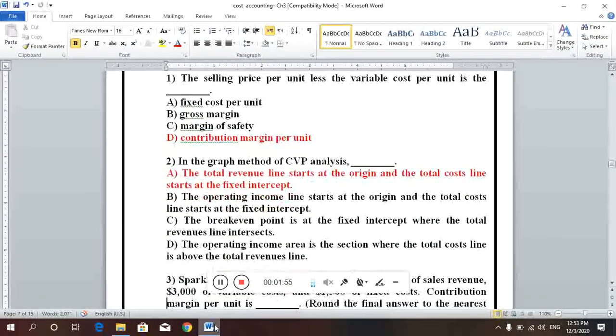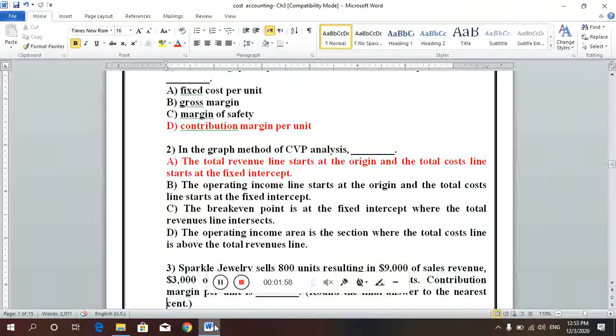Number 2, in the graph method of CVP analysis, listen here, in the graph methods, what's happening? The total revenues line starts from the 0 point, or at the origin, and the total cost line starts at the fixed cost intercept, at the beginning of the fixed cost, as we said in the last section.